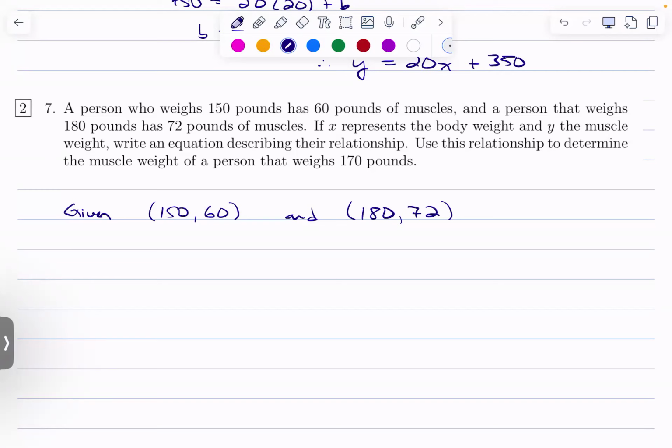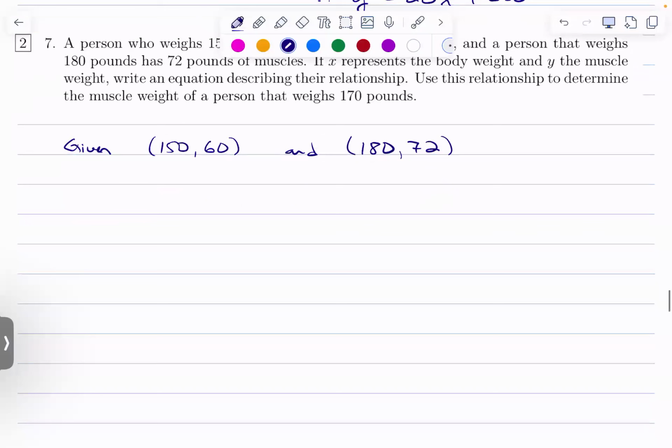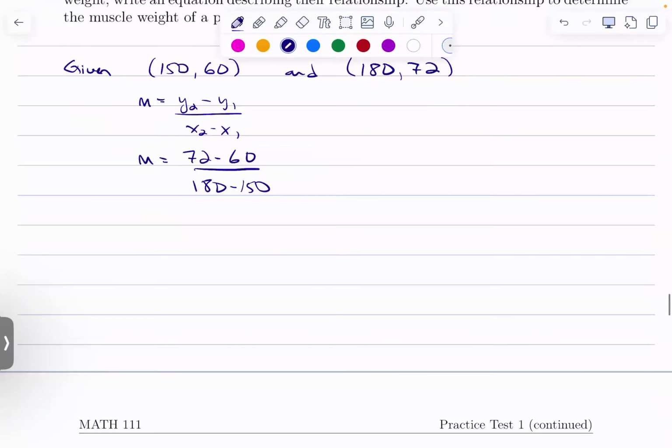So we're given 2 points and we want to find the equation of this line, same as before. m is y2 minus y1 over x2 minus x1. Always have to find the slope first, unless it's given. 72 minus 60 over 180 minus 150. Puts me at 12 over 30.